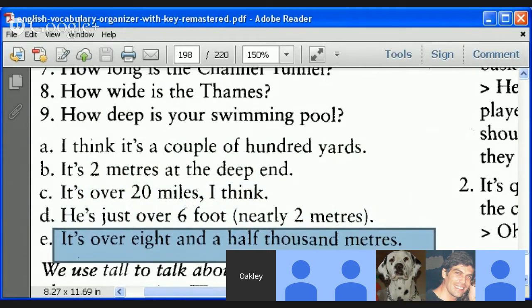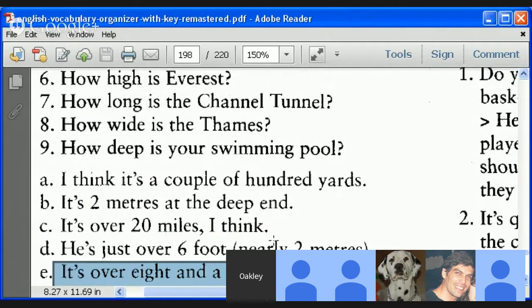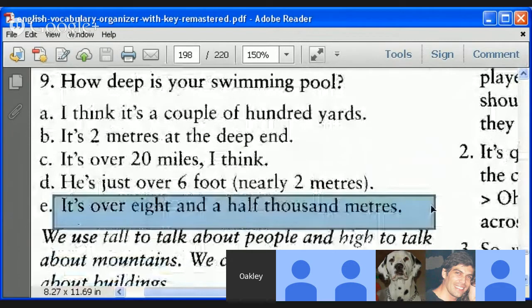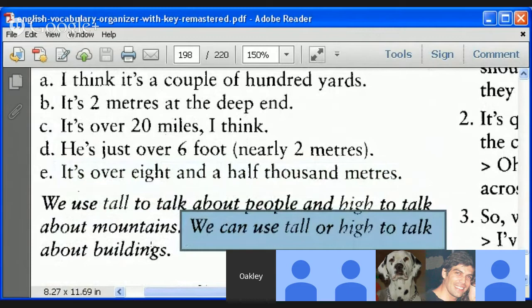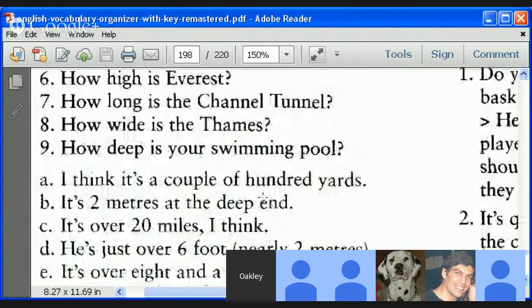it's over 8,500 meters. And it would be common in English to say it's over 8,500 meters high. We can add high at the end of the sentence. Okay. Right. Now, we use tall to talk about people and high to talk about mountains always. But we can use either one to talk about buildings. All right? This is very normal.